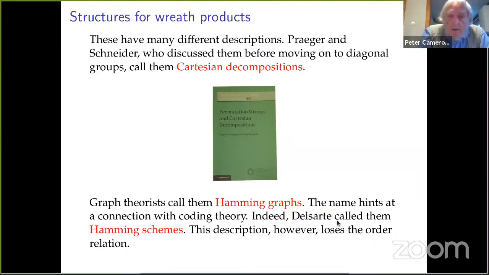And Philippe Delsarte, in his very influential PhD thesis, called them Hamming schemes. But all of these definitions lose the order relation, and the order relation will be important. So I'm going to give you a reformulation of these things in terms of partitions and their order, and I'll call the thing I get a Cartesian lattice.